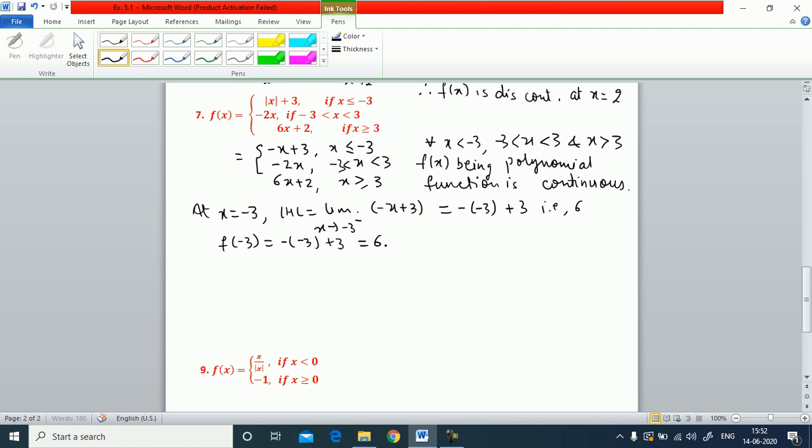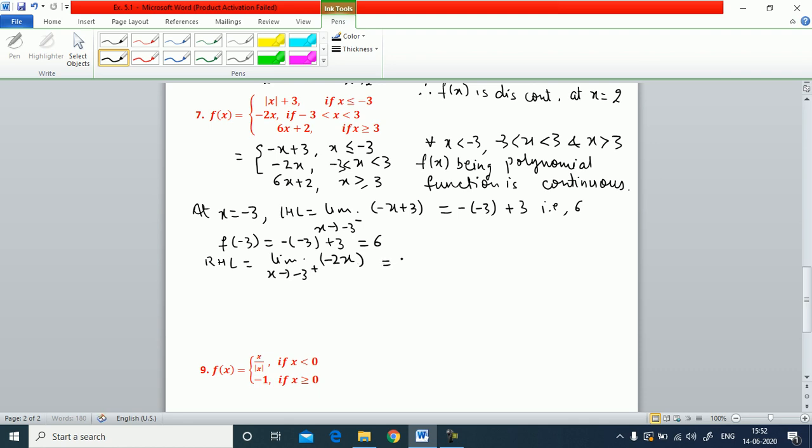So you can find they both are equal. And the right hand limit will be limit x tending to minus 3 from the right side. So you see what is f(x) on the right of minus 3. Look at this part here, x is greater than minus 3 and the function is defined as minus of 2x. So this is the function on the right of minus 3.